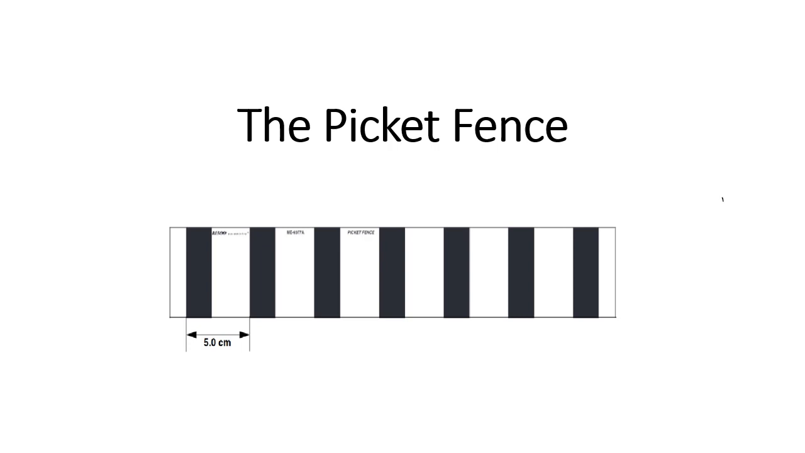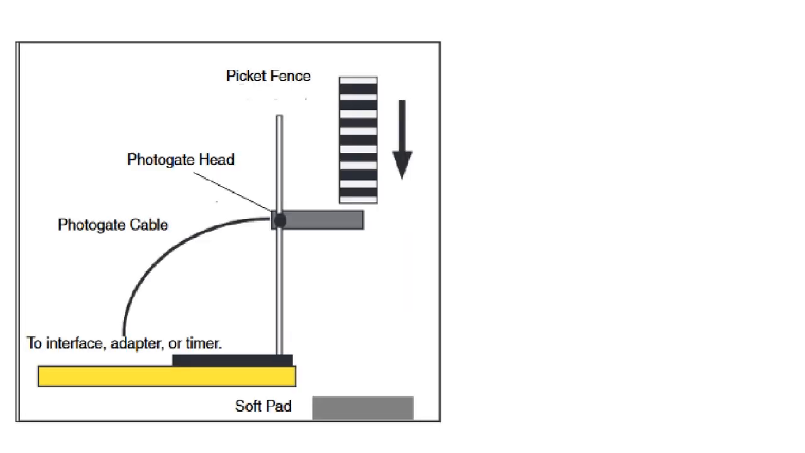Now, what happens is you tell the computer you're using a picket fence, and it's going to measure the time between each one of those. So you drop the picket fence in the photo gate, and as it's falling, the computer will measure the time between each of the markings. And as you measure the time between each of the markings, this is the information that's used in order to figure out the acceleration and the velocity at various times.